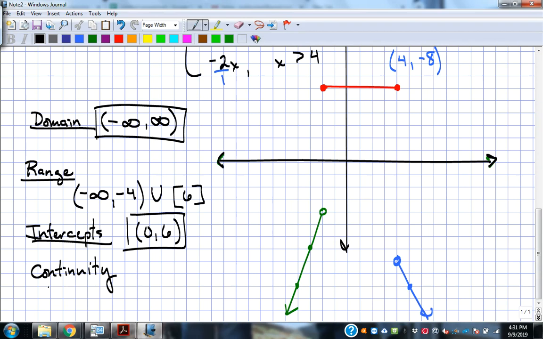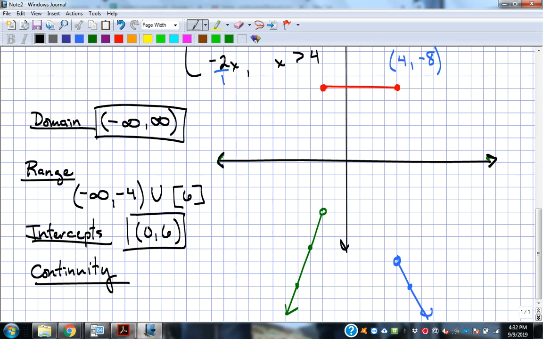C-O-N-T-I-N-U-I-T-Y. Continuity. Continuity talks about being continuous or not. Continuous means it never jumps or skips or has an issue where you can't trace it without picking up your pencil. So that's the best way for me to explain continuity. If I start on the leftmost point of the graph and start tracing it, if I ever have to pick up my pencil, then it's discontinuous.